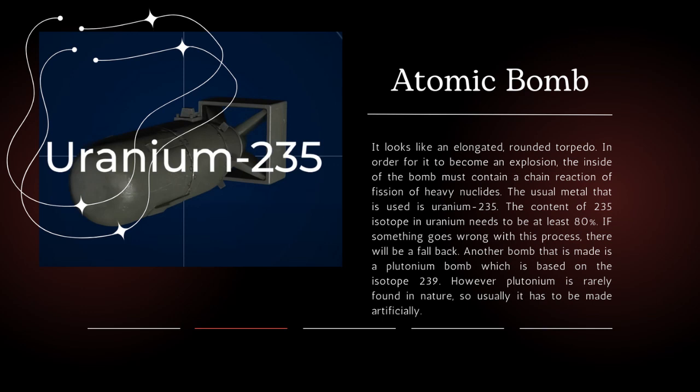The atomic bomb looks like an elongated, rounded torpedo. In order for it to become an explosion, the inside of the bomb must contain a chain reaction of fission of heavy nuclides. The usual metal that is used is uranium-235. The content of the 235 isotope in uranium needs to be at least 80%. If something does go wrong with this process, there will be a fallback. Another bomb that is made is a plutonium bomb, which is based on the isotope 239. However, plutonium is rarely found in nature, so usually it has to be made artificially.